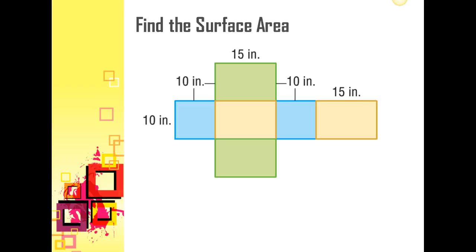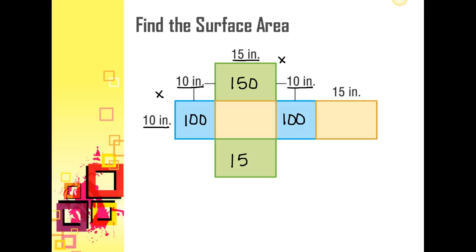In this example, we're given a net of a rectangular prism. All we need to do is find the areas of the different rectangles and add all the pieces together. Let's start with the side pieces, the two blue squares. Each has dimensions of 10 inches by 10 inches, so each has an area of 100 inches squared. Next, let's calculate the front and back, the green rectangles. Each has dimensions of 10 inches by 15 inches, so each has an area of 150 inches squared.